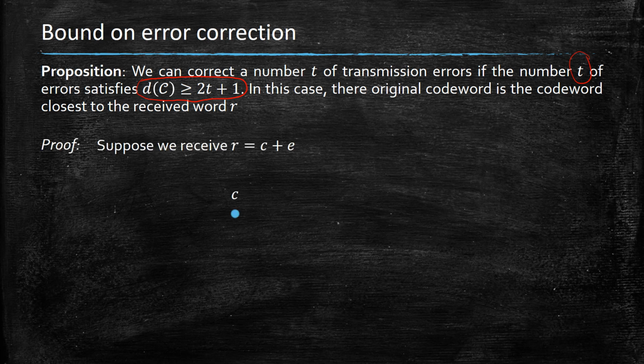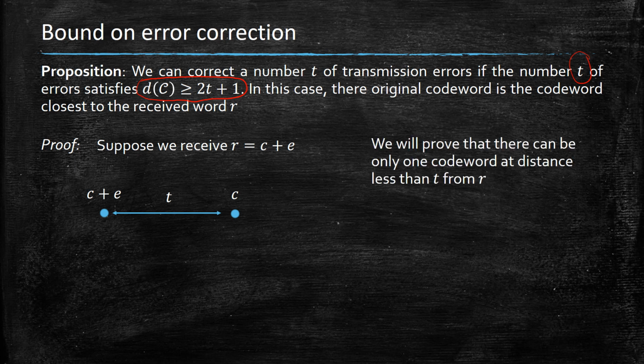Now let's see why we have this particular condition here. So here again, assume you received C, and it's drifted to C plus E. Now we want to prove that there can be only one code word at distance T from the received message. So this is what we receive, and there is a sphere of radius T centered around the received message here, and we want to argue that there is only one code word.